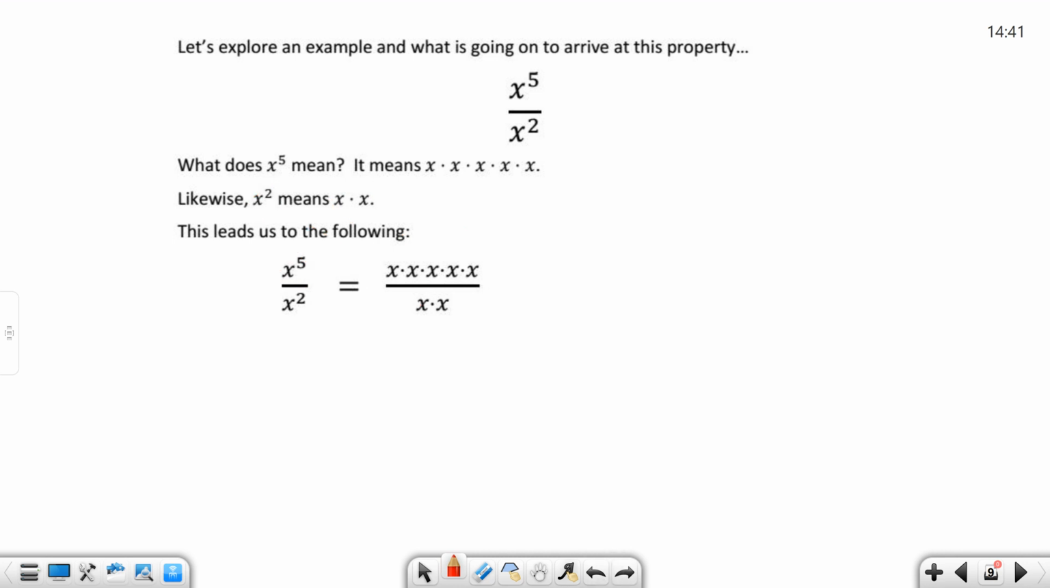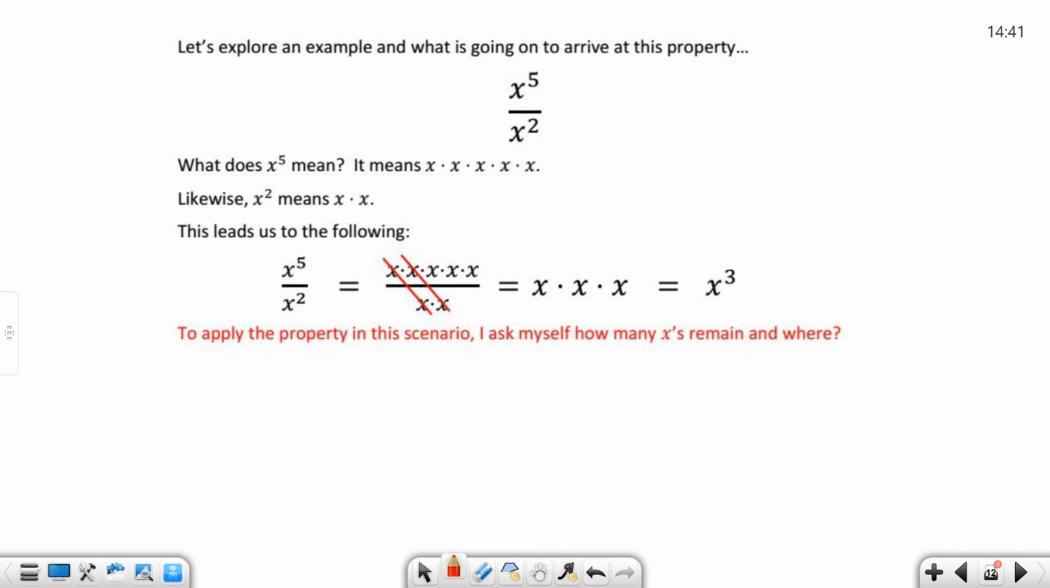So 5 x's over 2 x's, and then 2 of our x's divide out. That leaves us with x times x times x in the numerator. And there's no over 1 because it's not a fraction anymore. The 1's in the denominator, so then it equals x cubed.